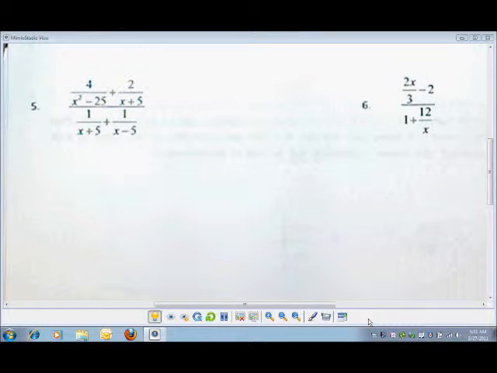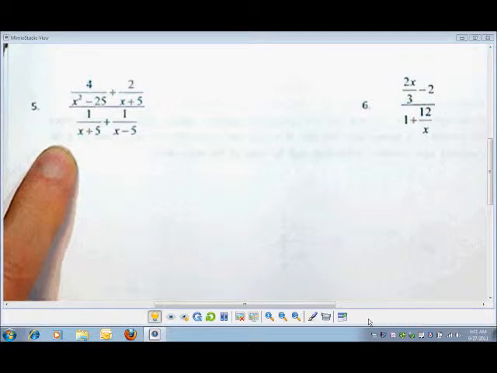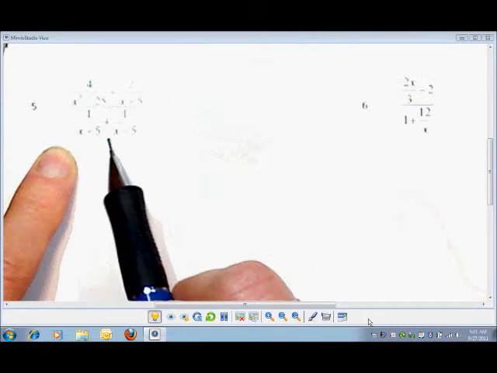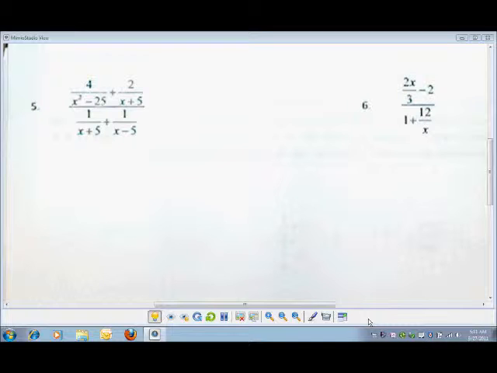Here's a fraction that looks really intimidating, number 5. We've got a lot going on here. We have two fractions being added together in a numerator and two fractions being added together in the denominator. So what we want to do is work bit by bit.